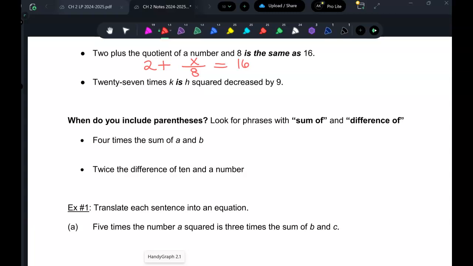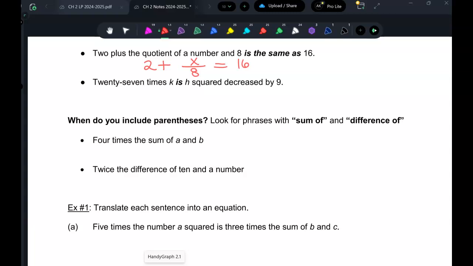Is means equal, of means multiply. Why aren't we writing this down? Okay, so how do you get 2 plus 8 is 10, it's not 16. No, listen, we are not solving, we're just writing it out. Then why is there an equals? So this would be an equation that we could solve, but for right now, we're just setting up the equation. It says it's the same as 16. Oh, yeah. I get it.